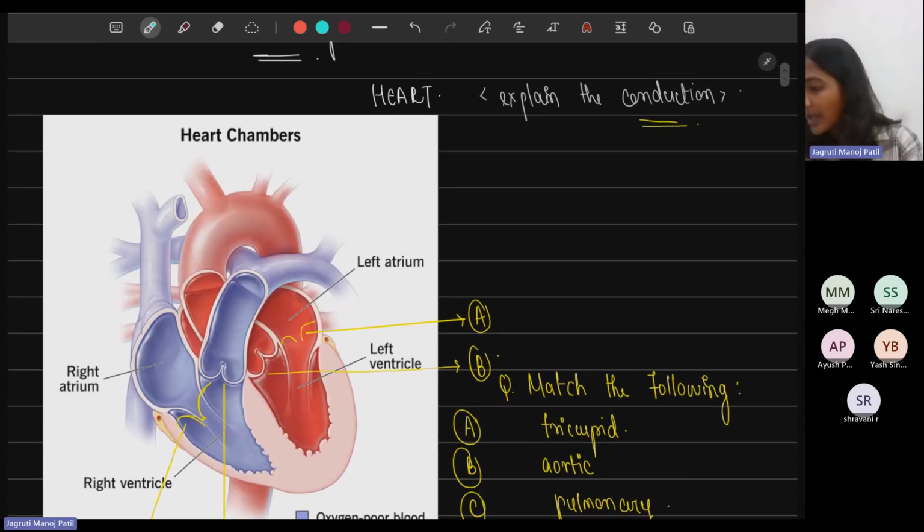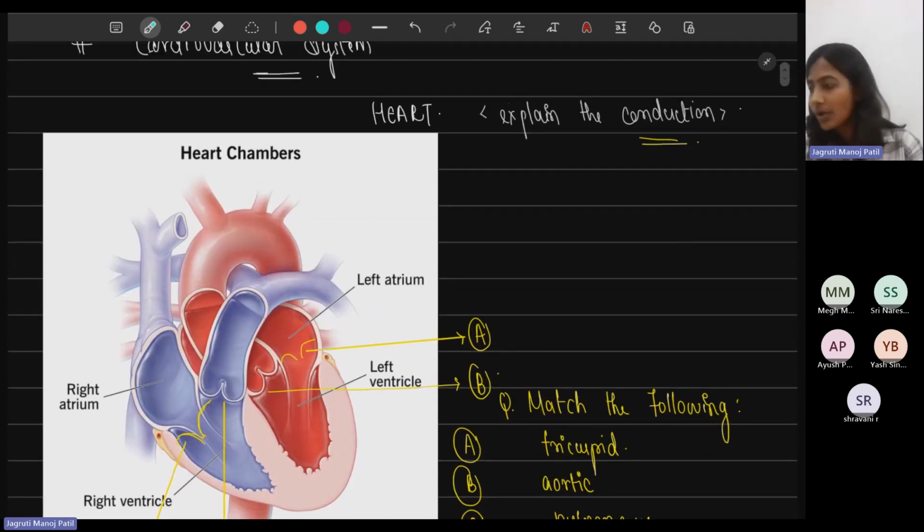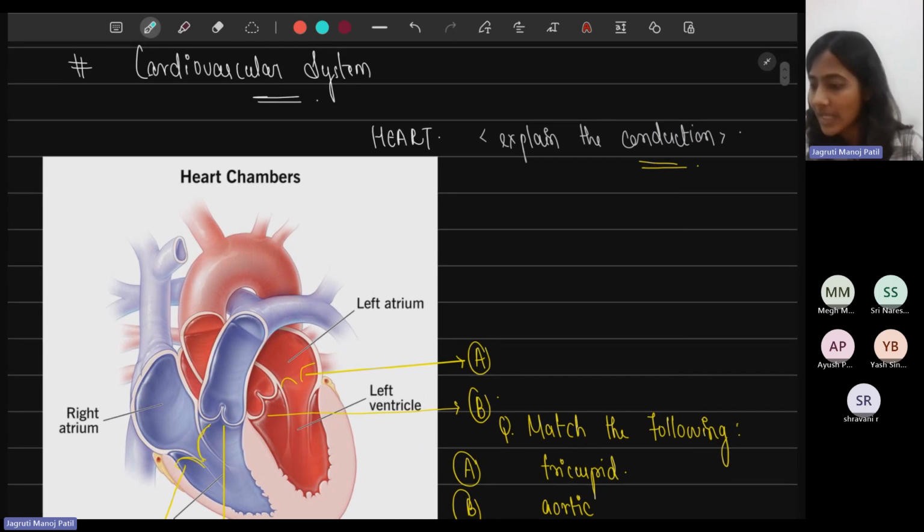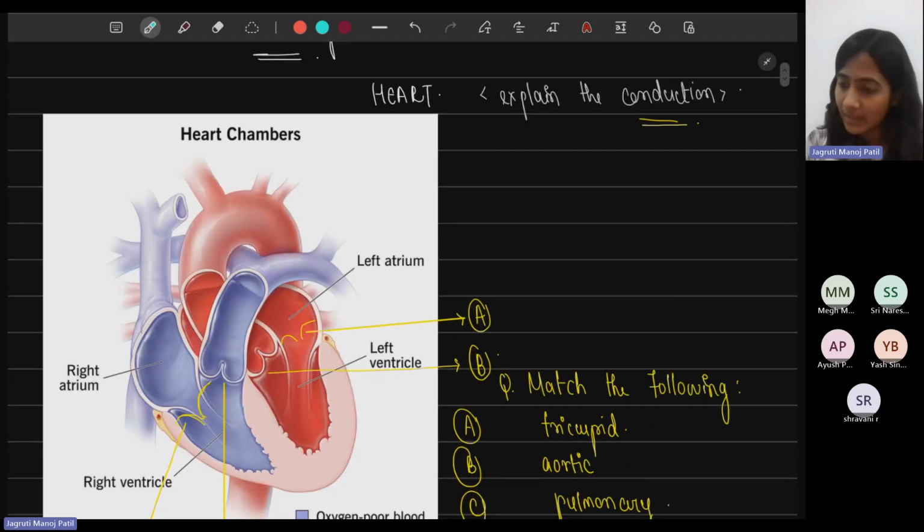First, what I'd like to know from you all is, can you tell me how the conduction goes on? From where the deoxygenated blood enters, from where it leaves, and how the process goes on, either from the right or from the left. You can just unmute yourself and speak. Even if everyone unmutes yourself, it's fine with me.